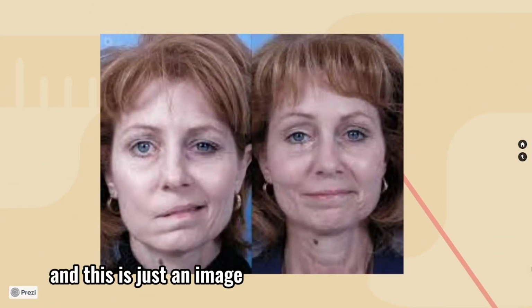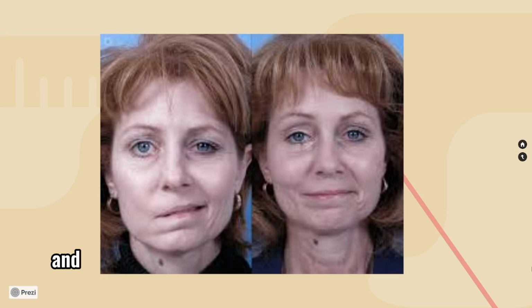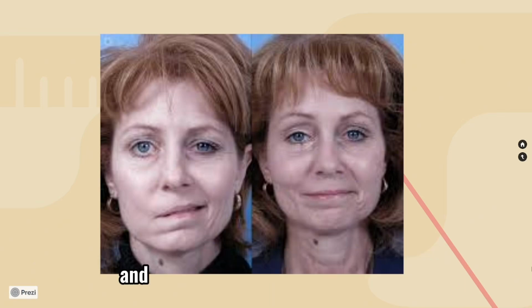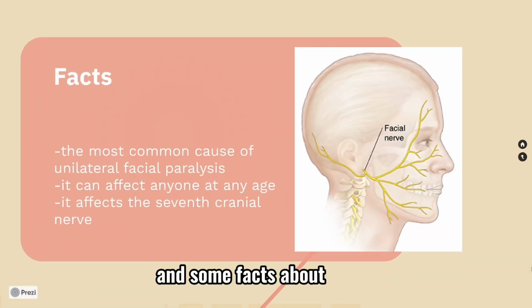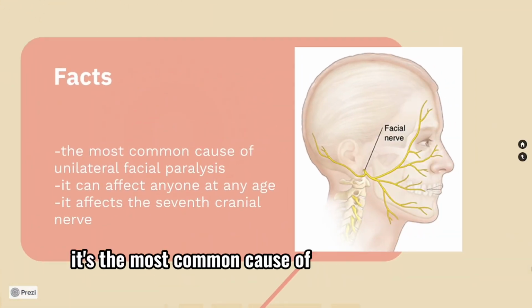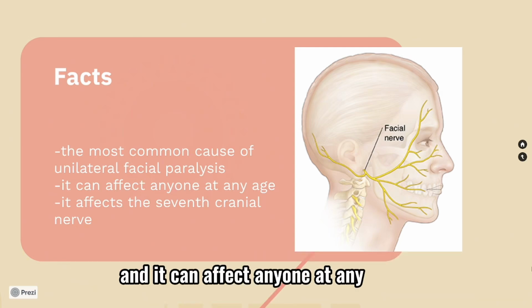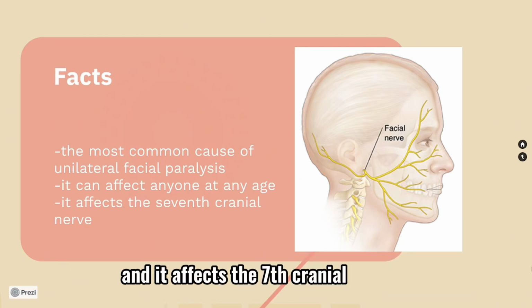And this is just an image of a person with Bell's palsy, and as you can see, she has a drooping corner of her face, and her eyelid, and kind of her nose. Some facts about it: it's the most common cause of unilateral facial paralysis, and it can affect anyone at any age, and it affects the 7th cranial nerve.